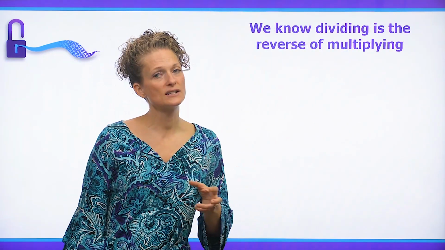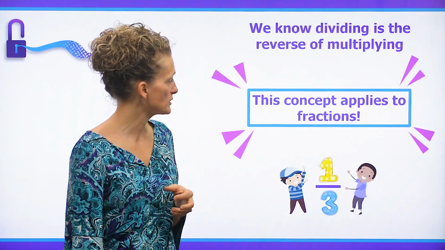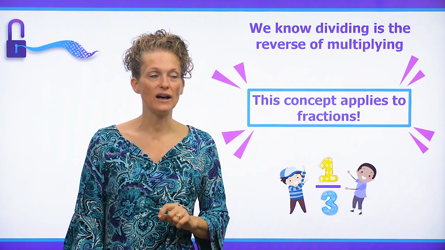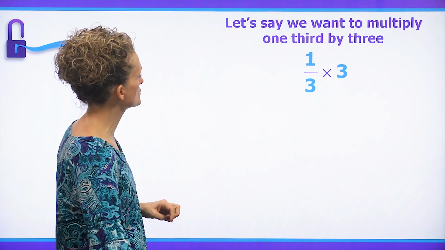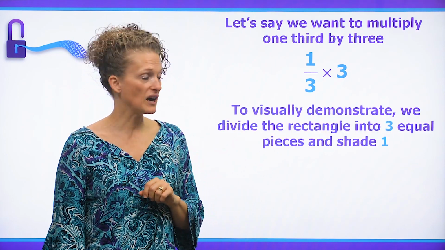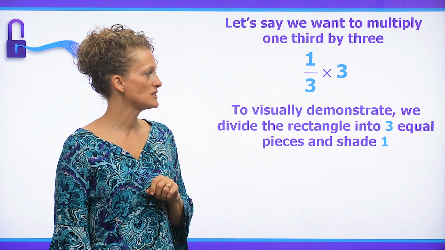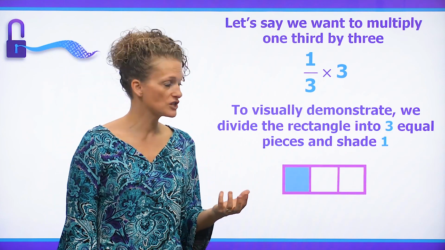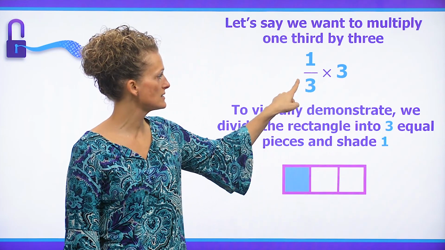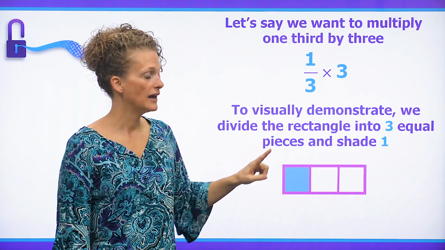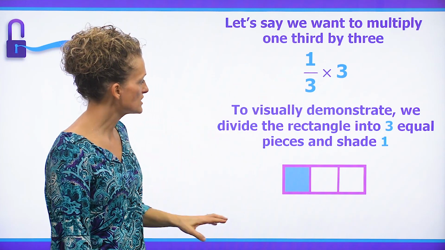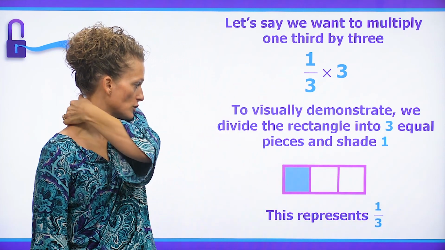Well, we know that dividing is the reverse of multiplication, and this concept applies to fractions as well, and fact families, as you'll see. So let's say we want to multiply 1/3 by 3. To visually demonstrate this, we're going to take our whole, which is our rectangle. We're going to divide it into 3 equal pieces. That's what this 3 tells us. And then we are going to shade one of them, and that's what the numerator tells us. So this represents 1/3, right?